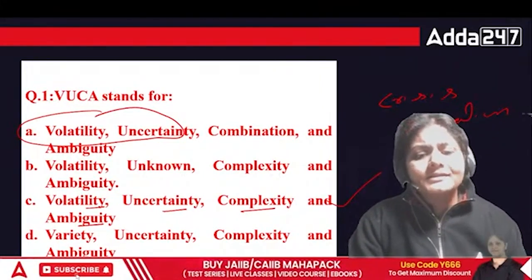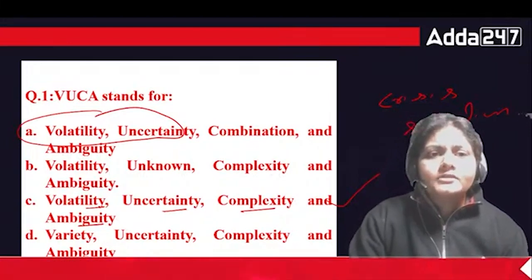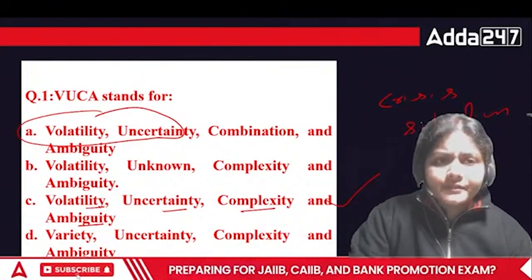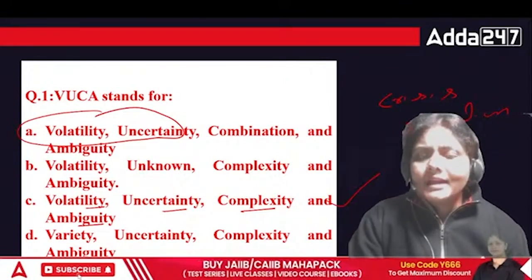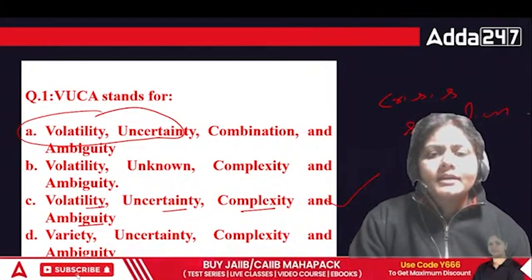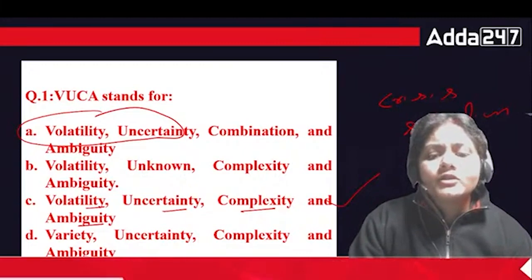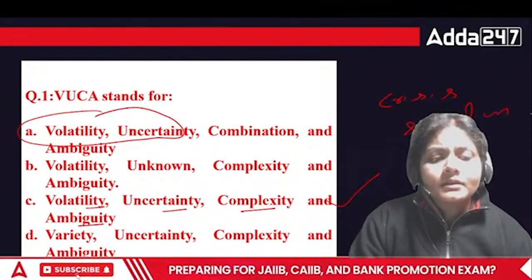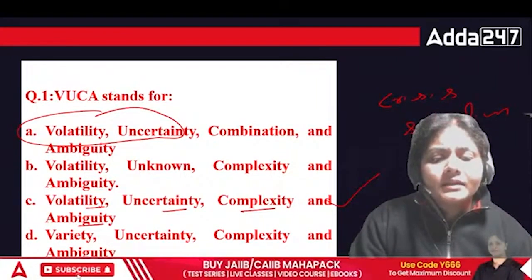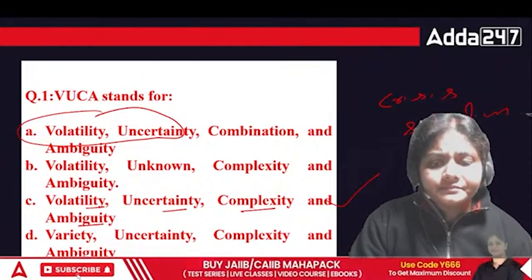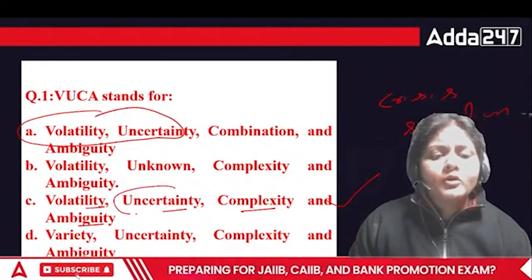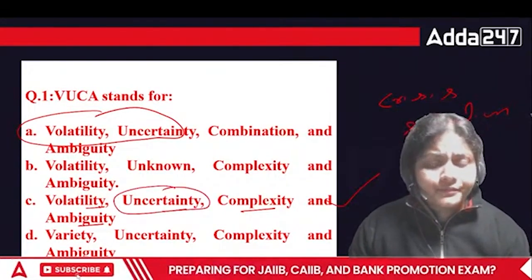The number one is volatility. So what is volatility? That is the rate of change. In any crisis situation, what is the rate of change? That is volatility. Number two is uncertainty. Uncertainty means you are not clear about whatever is happening around you.